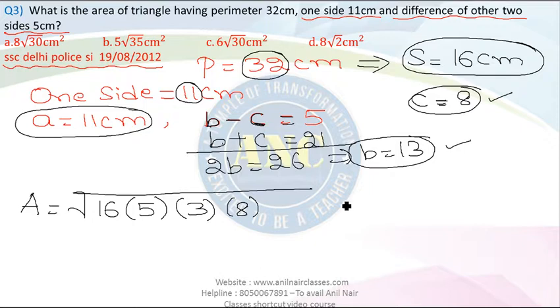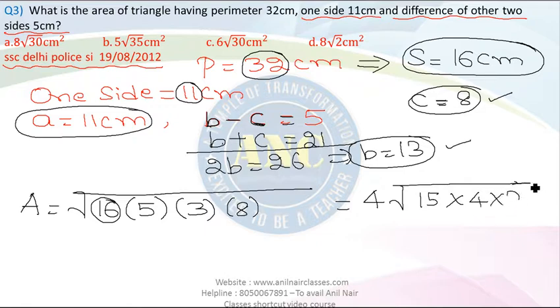So this can be further written as: square root of 16 is nothing but 4, taken outside. So this is under the root: 5 into 3, 15. This 8 can be written as 4 into 2 once again. That means square root of 4 is 2, taken outside. That 2 is multiplied with 4, so 4 into 2 is 8. Under the root, 15 into 2, 30. The answer for this question is 8 root 30 centimeter square, which is option A.